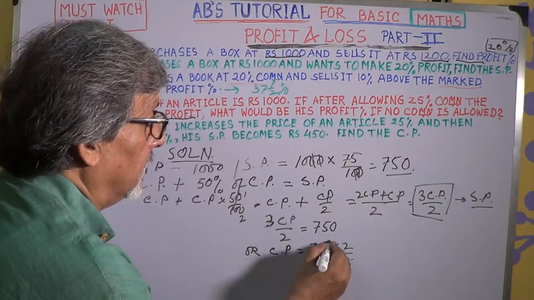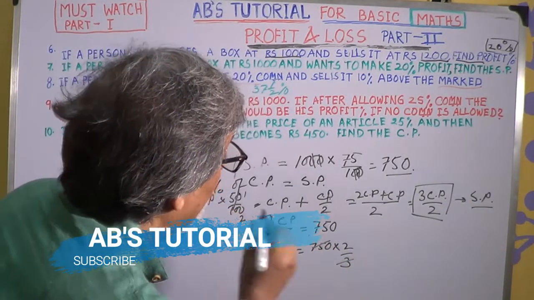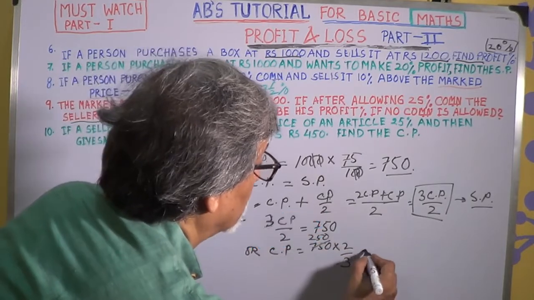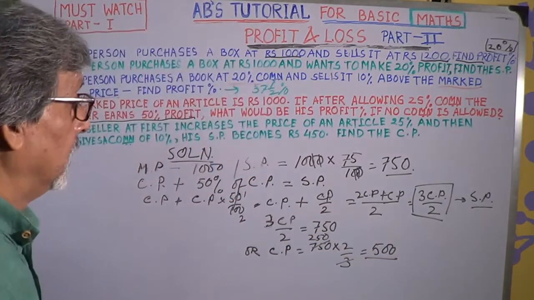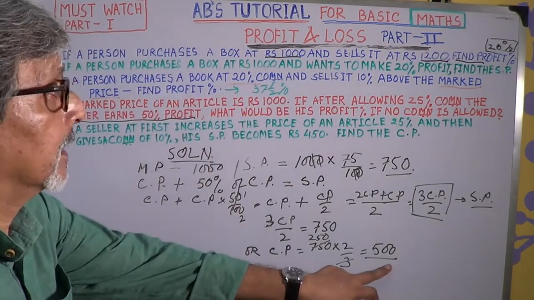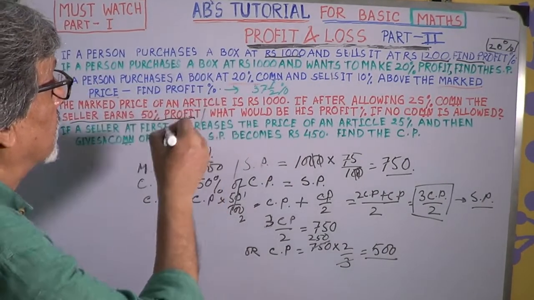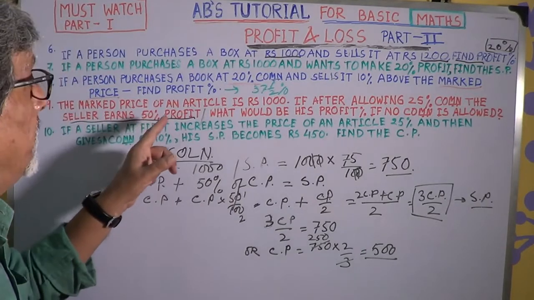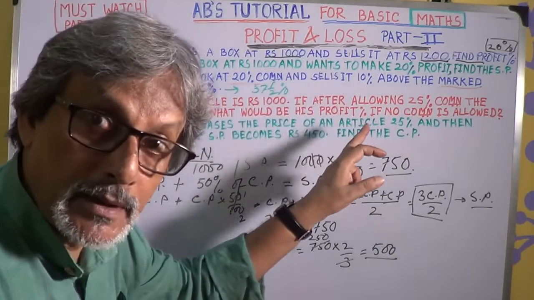So these 3 cancel 750, this becomes 250, this becomes rupees 500. CP becomes 500. Okay, so we have done the sum up to this level. The seller earns 50% profit after allowing 25% commission.